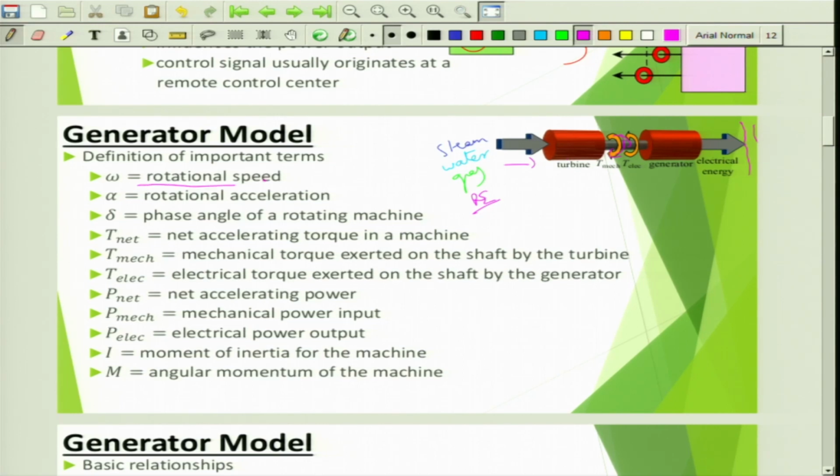Omega is rotational speed, alpha is rotational acceleration, delta is the phase angle of a rotating machine, and T net is the net accelerating torque in a machine. This is the difference between mechanical torque and electrical torque, so mechanical torque exerted on the shaft by the turbine and electrical torque exerted on the shaft by the generator, right. P net is the net accelerating power, which is again the difference between mechanical and electrical, and I is the moment of inertia for the machine. Any machine has its own inertia, that is indicated by I, and M is the angular momentum of the machine. So these are the parameters which are important for the generator model.